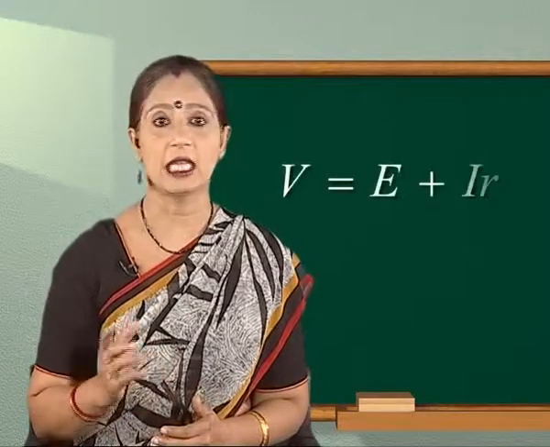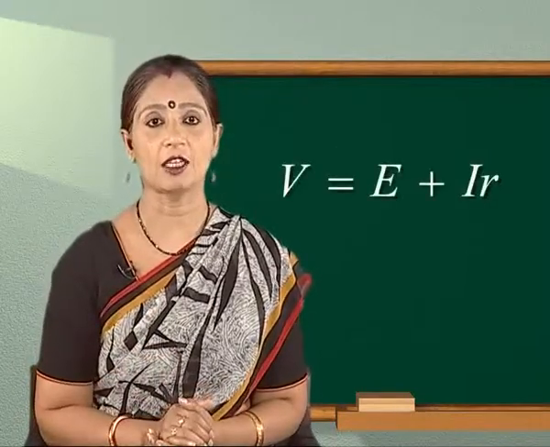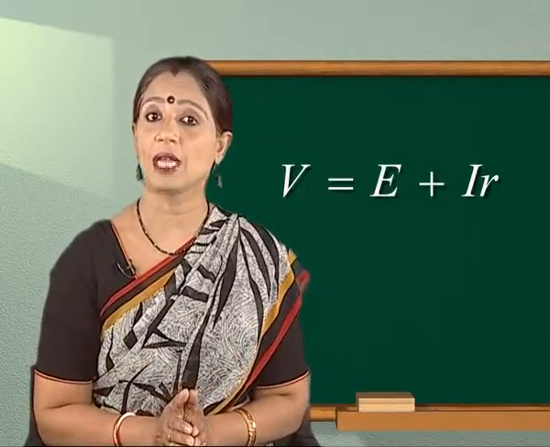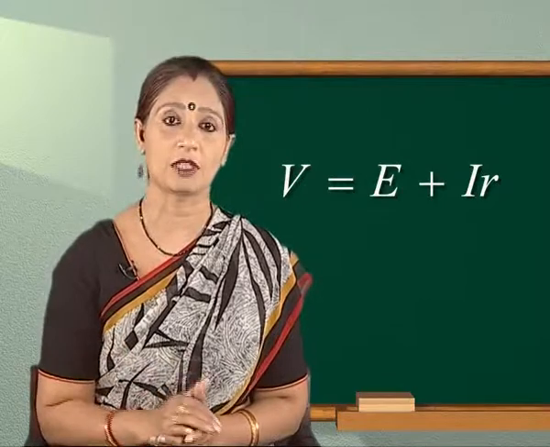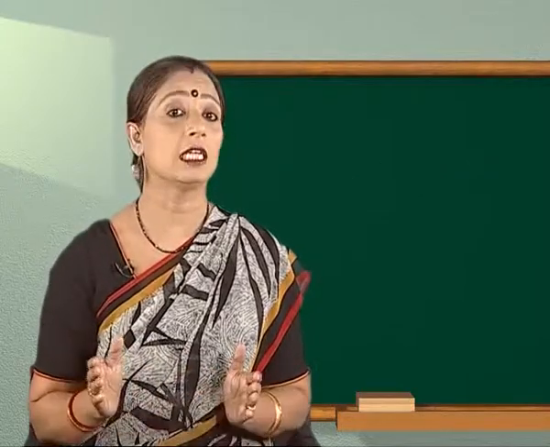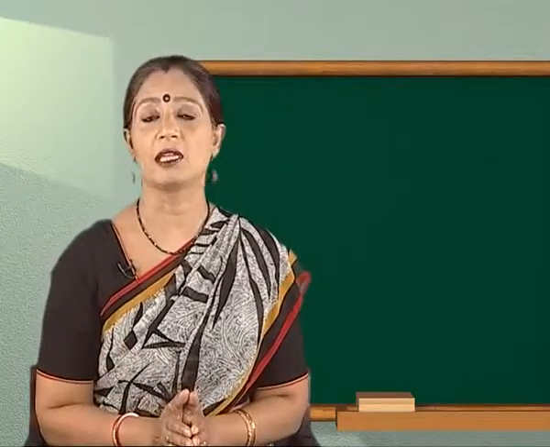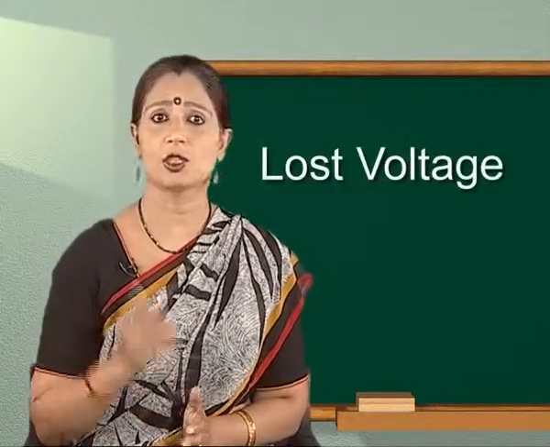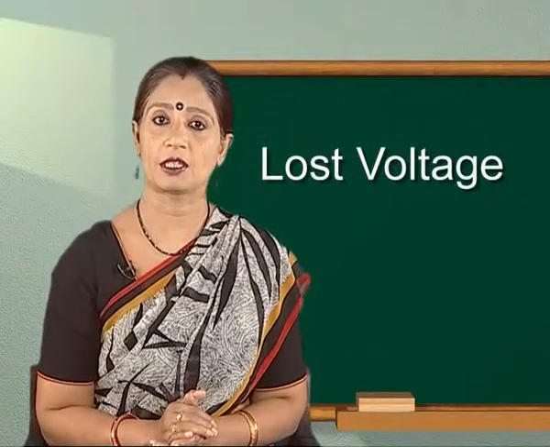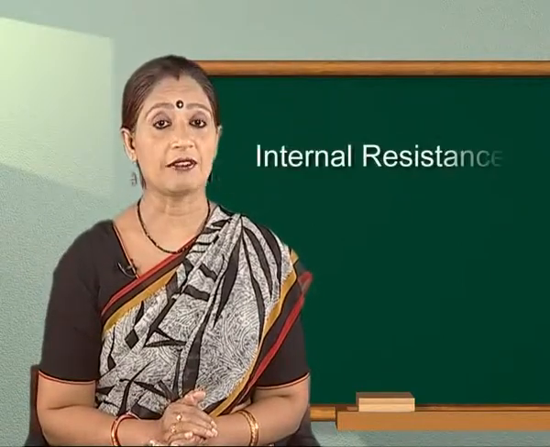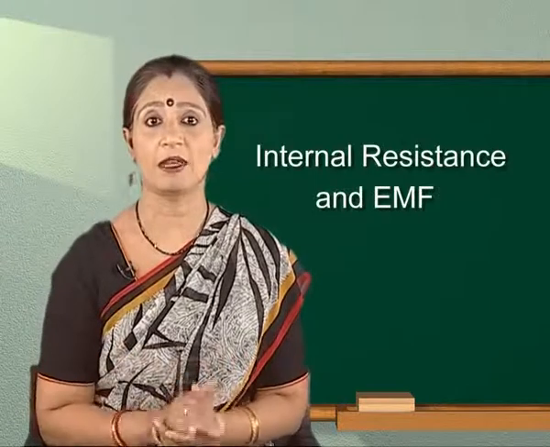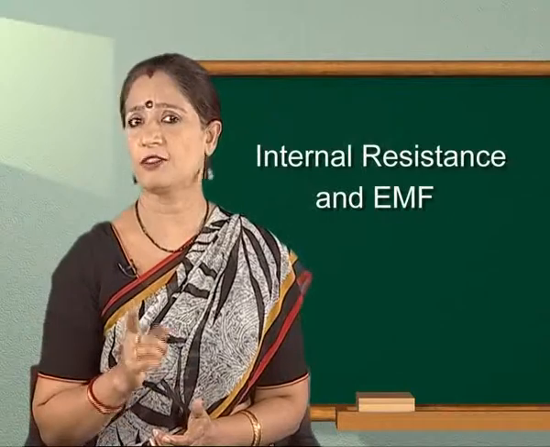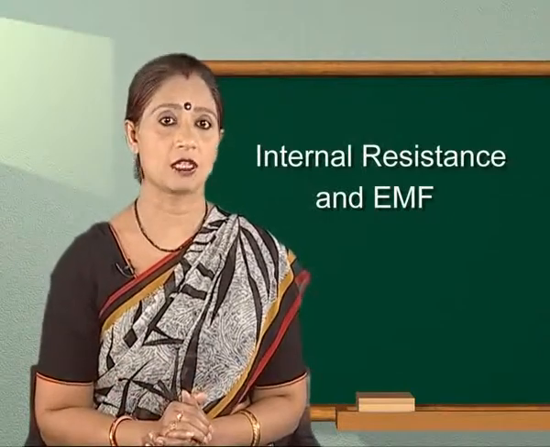Therefore, V is equal to E plus I into R. Hence, the terminal potential difference becomes greater than the EMF of the cell. Secondly, the difference of EMF and terminal voltage is called the lost voltage as it is not indicated by a voltmeter. After having learned so much about EMF and the potential difference of cells, can you clearly differentiate between the two physical quantities?